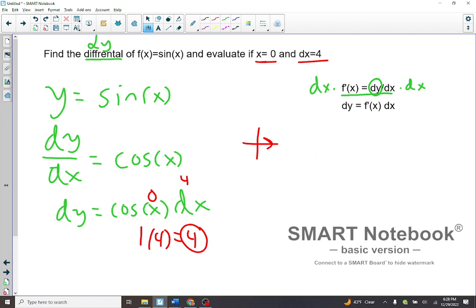This differential part of the question is actually really easy to do. The only problem is if you don't know that you have to move the dx over, you're going to make that mistake, and you're going to lose a point for that.